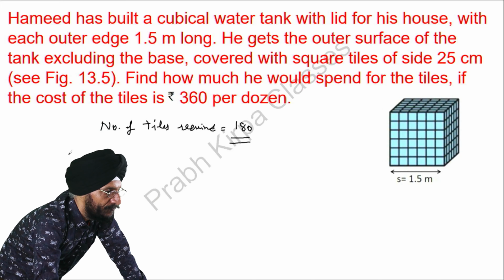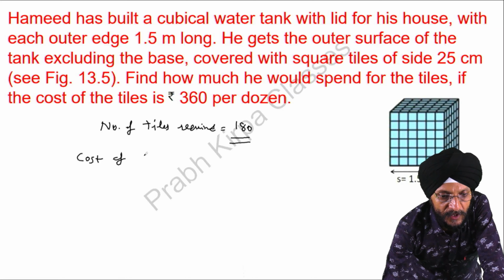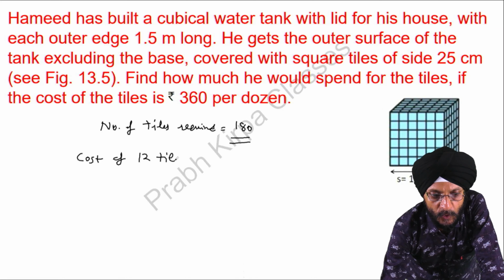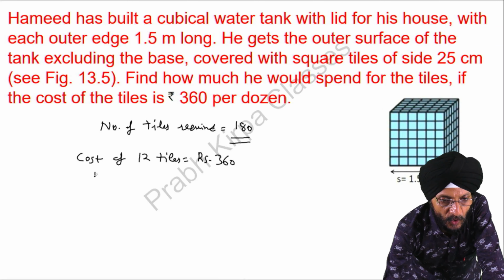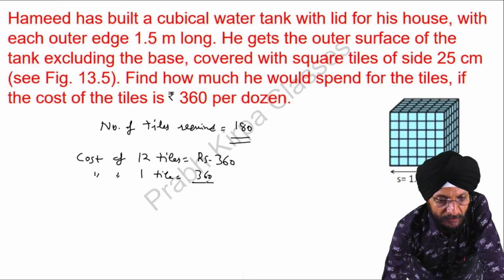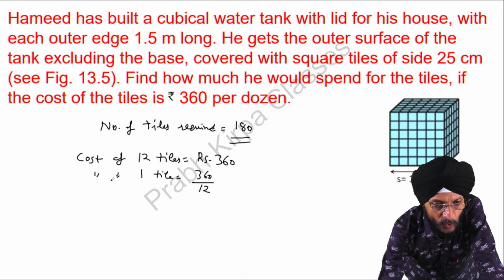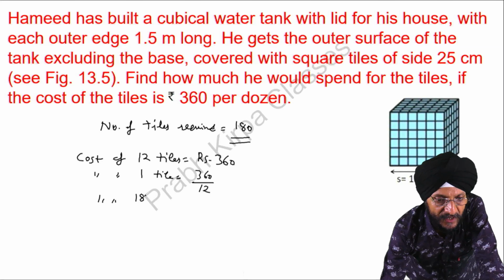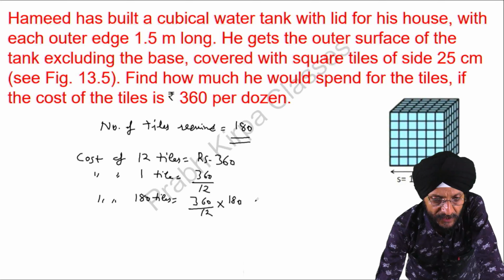Now what is the cost? Cost of tiles is 360 per dozen. Dozen means 12. Cost of 12 tiles is rupees 360. Cost of one tile is 360 divided by 12. Now how many tiles do we have to use on all the sides? Total tiles are 180. Cost of 180 tiles is 360 divided by 12 into 180.